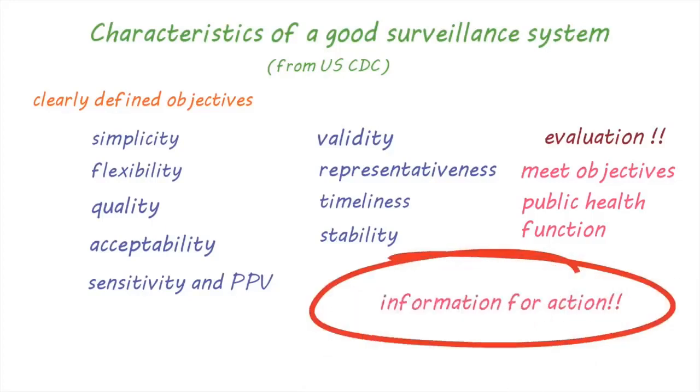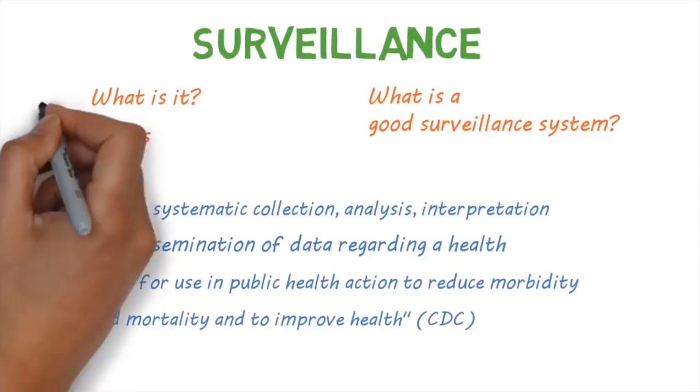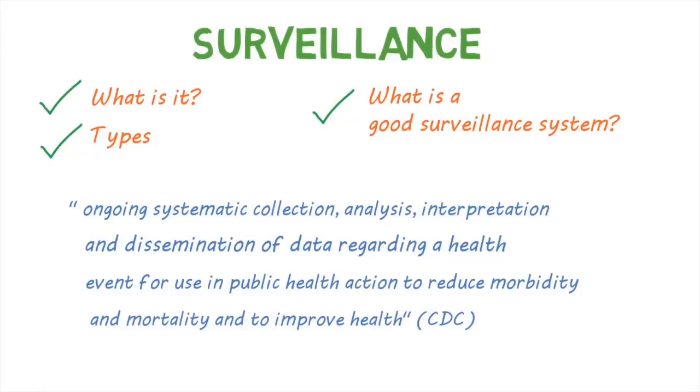So that's an overview of public health surveillance. We've had a look at what surveillance is, different types of surveillance, and characteristics of a good surveillance system.